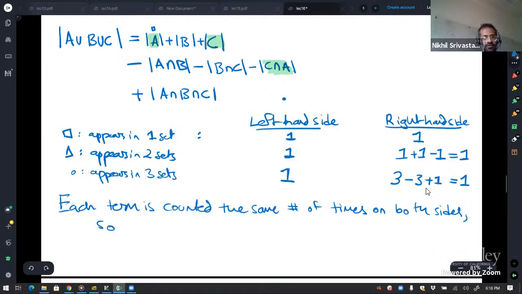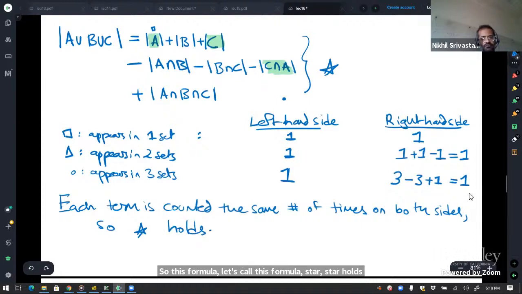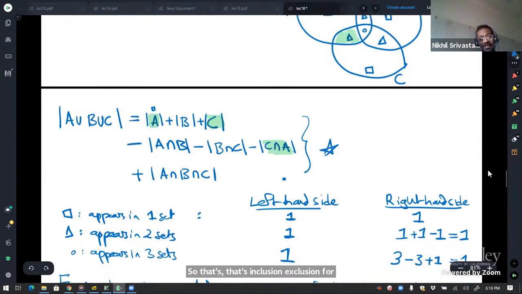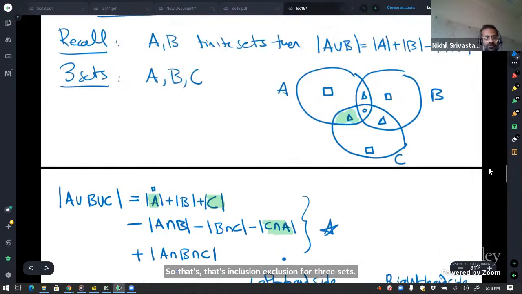So this formula, let's call this formula star. So star holds. So that's inclusion-exclusion for 3 sets. So any questions, comments about that? This is the generalization of this formula that you've been seeing earlier, the 3 sets.